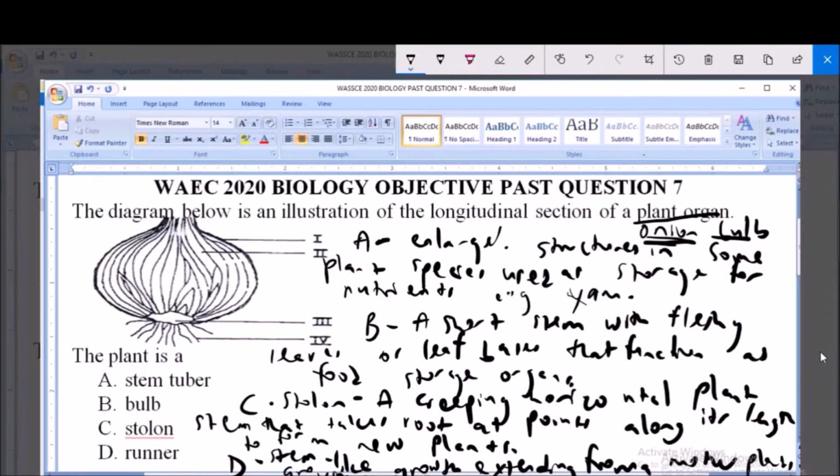Now the onion bulb consists of fleshy leaf bases or fleshy leaves, which you can see labeled here as option 2. So these structures here are the leaf bases or the fleshy leaves, and their function is to serve as food storage organs. So as we have established here, this plant, which is the onion, is a bulb. The bulb is option B.